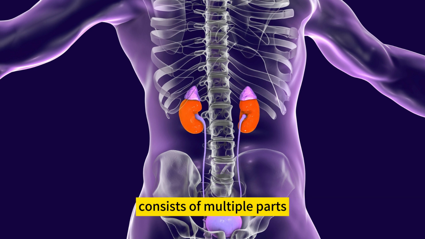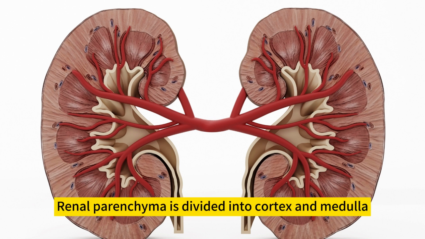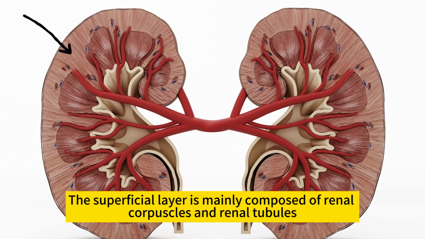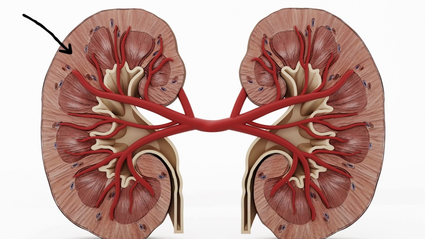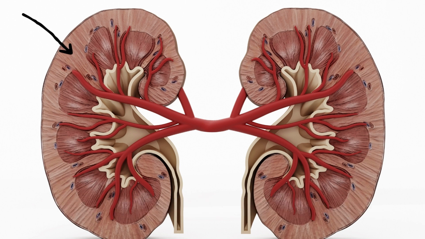The kidney has a complex structure. It consists of multiple parts, and each part has a specific function. The following are the main divisions of the kidney. The renal parenchyma is divided into cortex and medulla. The renal cortex is the outer layer of the kidney. The superficial layer is mainly composed of renal corpuscles and renal tubules. The renal cortex is an important part of the renal urology.